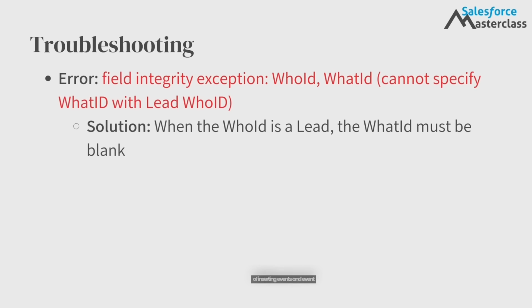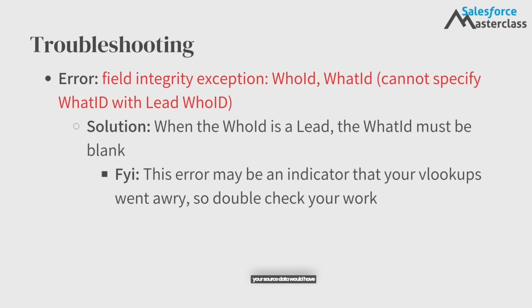Before we do our walkthrough of inserting events and event relations, let's discuss some event insert errors you might see. If you get this field integrity exception, you're getting your hand slapped for populating the what ID when you've set the who ID to a lead record. Blank out the what ID on these and reinsert. Since it's unlikely that your source data would have a who and a what ID for what Salesforce considers a lead, getting this error could be an indicator that you've messed up your VLOOKUP somewhere along the way, so go back and double check your work.